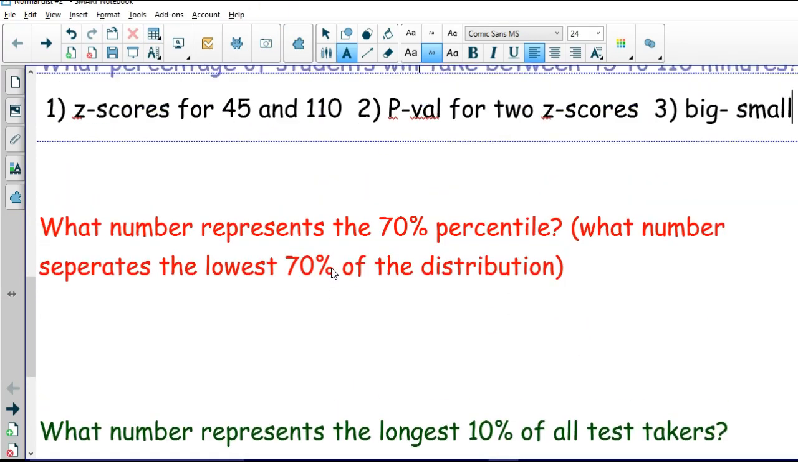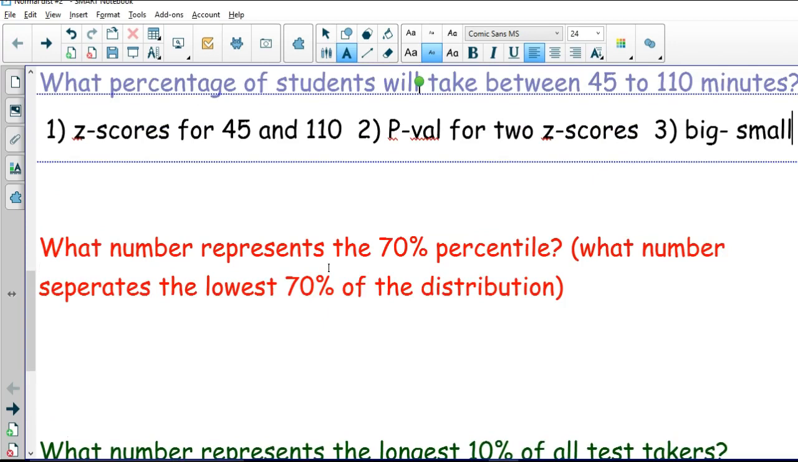Okay, let's do the last one here. Our last two. This is taking what we just learned. What number represents the 70th percentile? So that's what number separates the lowest 70% of the distribution. You need to know whenever you see the word percentile, it's always a less than problem. They will state the higher or the top, whatever, when you know it needs to be the other way around. So I want to do both of these because they're both a little bit different.